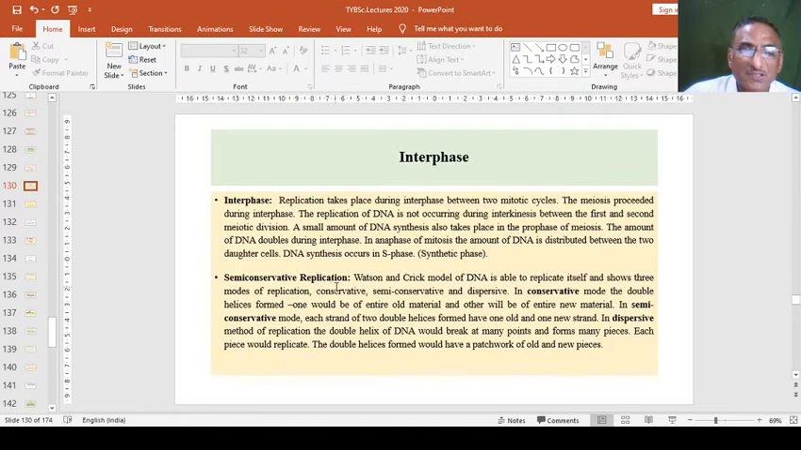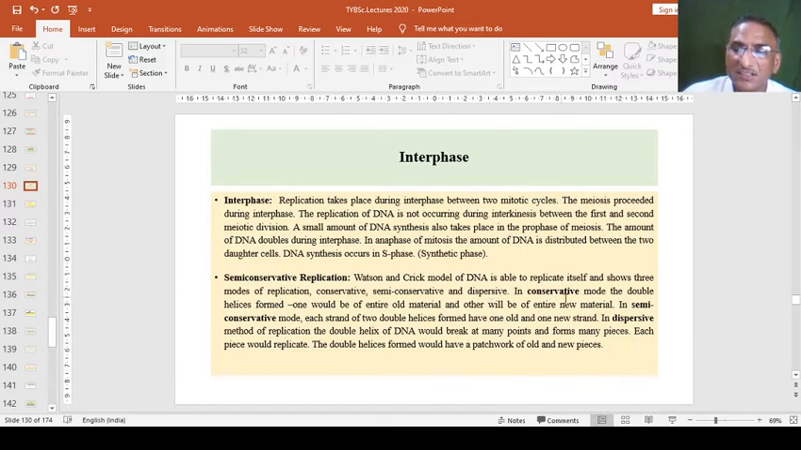Semi-conservative replication. We have seen the bifurcation of the strand and the forming of two new strands. The Watson and Crick model of DNA is able to replicate itself and shows three modes of replication: conservative mode, semi-conservative mode, and dispersive mode.